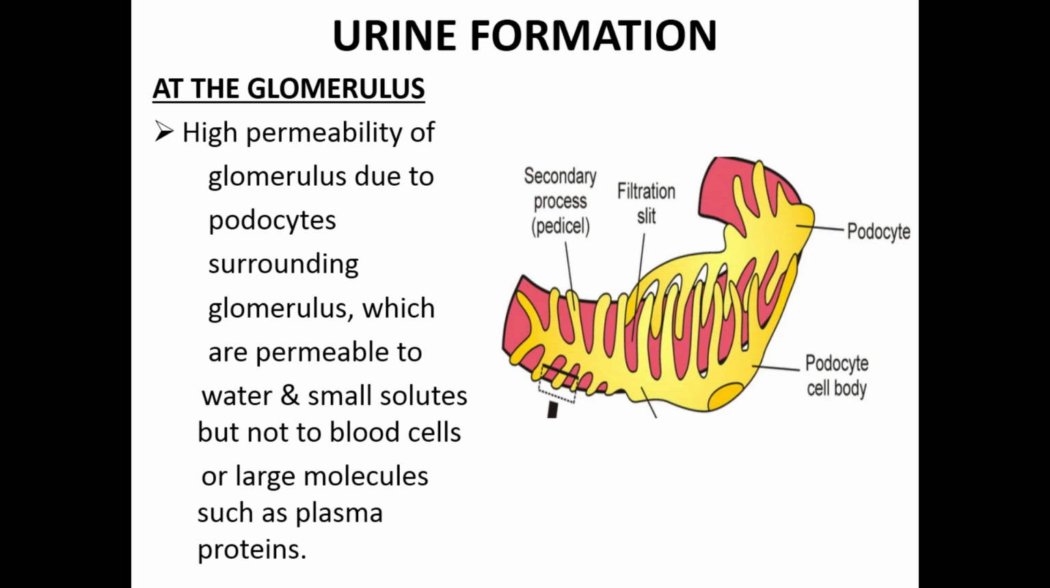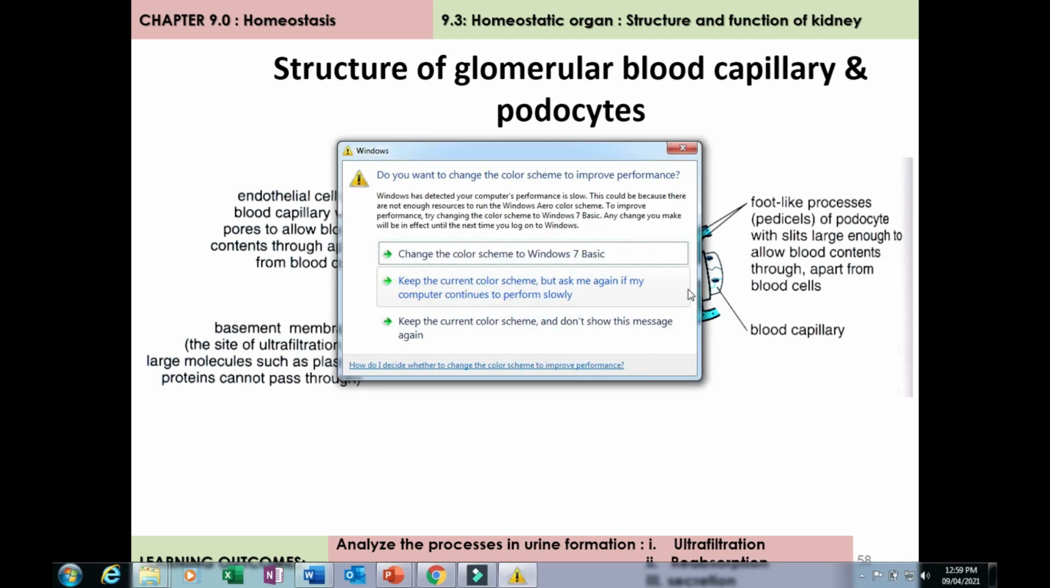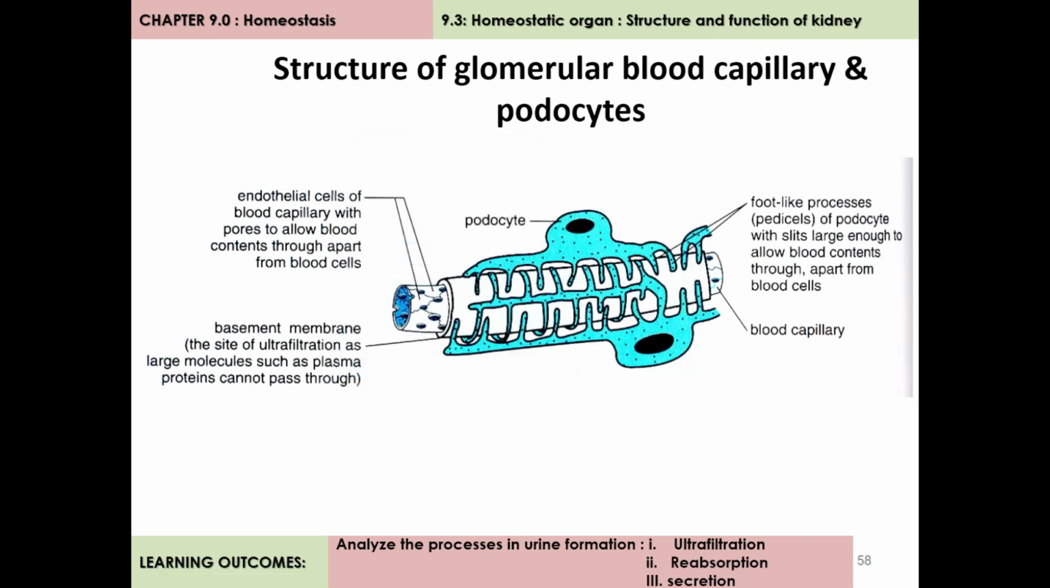So, ulang balik yang pertama ialah due to high hydrostatic pressure because of diameter afferent lebih besar daripada diameter efferent. Yang kedua ialah highly coiled glomerulus, dia akan provide more surface area. Dan yang ketiga dia ada podocyte. Podocyte ini dia akan surround the glomerulus dan apa function podocyte ini? Dia permeable kepada water dan juga small solute but not to blood cells and large molecules such as plasma protein. Okay, so ada 3 faktor yang menyebabkan boleh berlakunya proses ultrafiltration pada glomerulus.